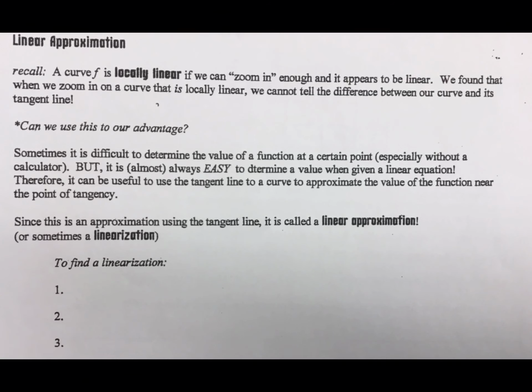Okay, so the concept of linear approximation is that we can use the equation of a tangent line to approximate values of a function near the point of tangency. All right, so let's read what this says. It says, if a curve is locally linear, okay, we can zoom in enough and it appears to be linear.